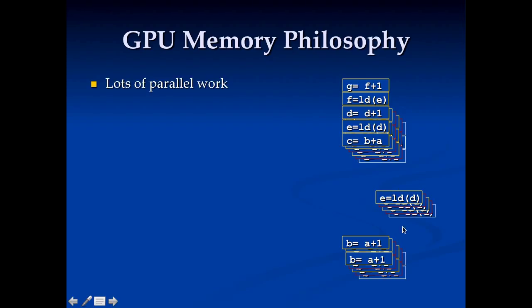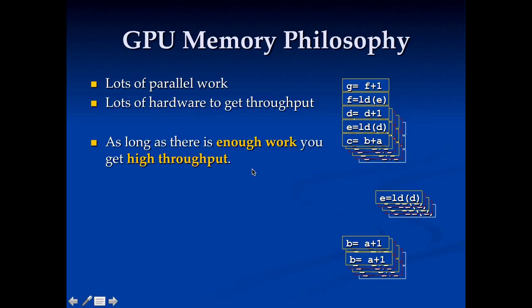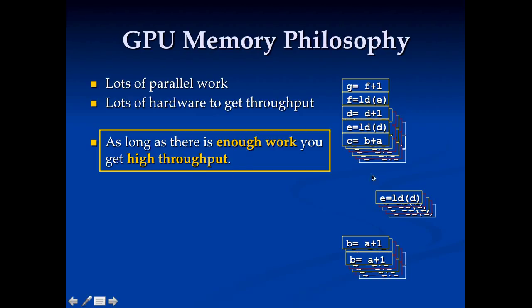So this process is very different from what we saw on the CPU. On the CPU, we tried to find parallel instructions that we could do at the same time. On the GPU, I've got lots and lots of parallel programs to run. I've got lots of hardware to get throughput. So I can run lots of these things at the same time, and I've got special hardware that lets me keep track of these when I'm not running them. And what that means is that as long as there's enough work, I get high throughput. So the key thing for getting good performance on a GPU is you have to have enough work that when some other parts of your program are waiting on memory, you have other work to do.